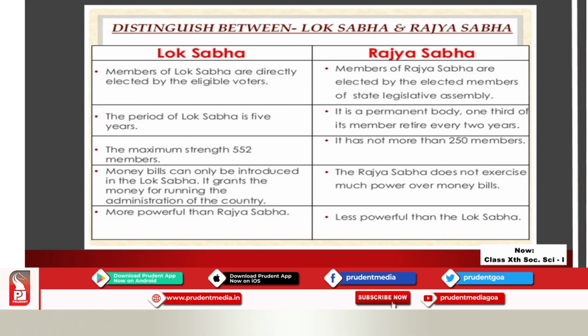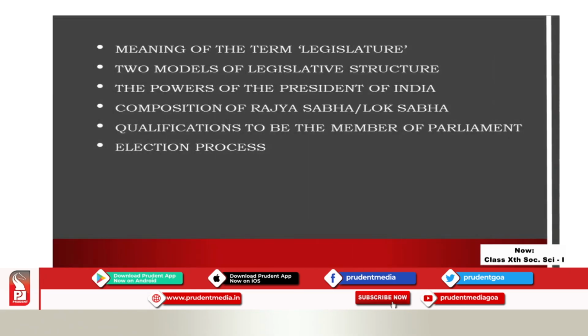So before winding up, let us see which points we have covered in this session. We have seen the meaning of the term legislature. We have seen the two models of legislative structure, the parliamentary model and the presidential model. We have seen the powers of the President of India with regard to legislative power. We have seen the composition of Lok Sabha as well as Rajya Sabha. Then the membership, the qualifications required to be a member of Lok Sabha and Rajya Sabha. And last we have seen the election procedure to elect the members of parliament.